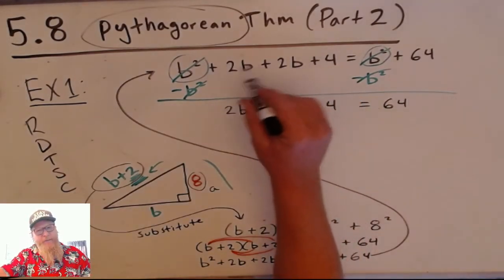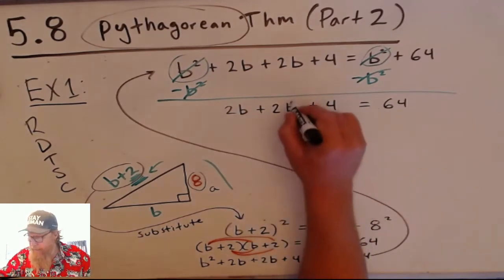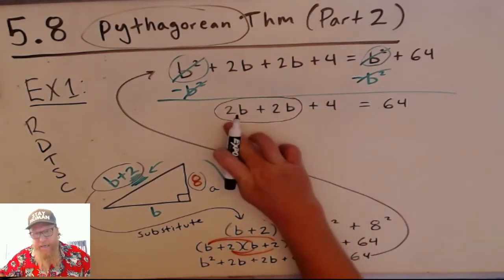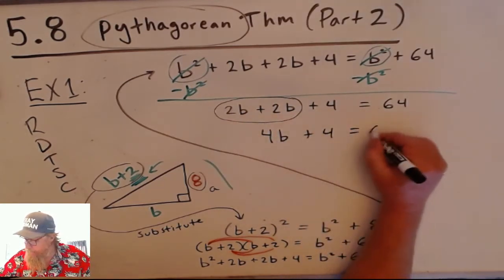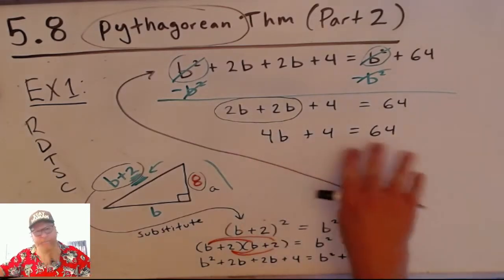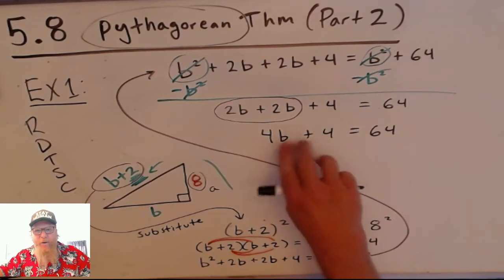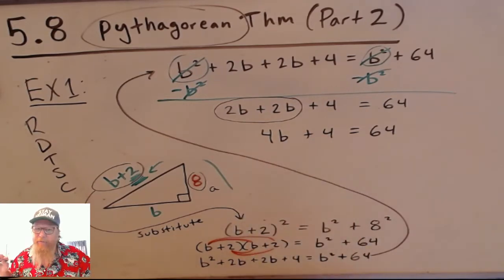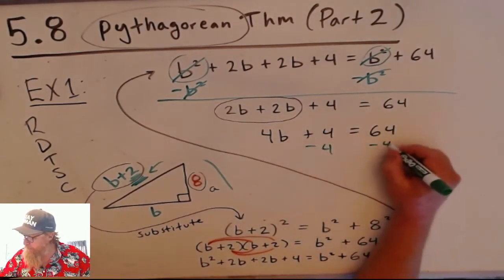Last time I combined these a little sooner. In this version of it, I'm deciding to wait till the end. I'm going to combine 2b plus another 2b. That becomes 4b. And at this point, it's just a basic one variable equation. We call this a linear equation. It has no exponents. It shouldn't have any fractions. I've pre-programmed these problems so that there should be no fractions. You're going to subtract 4 from both sides.